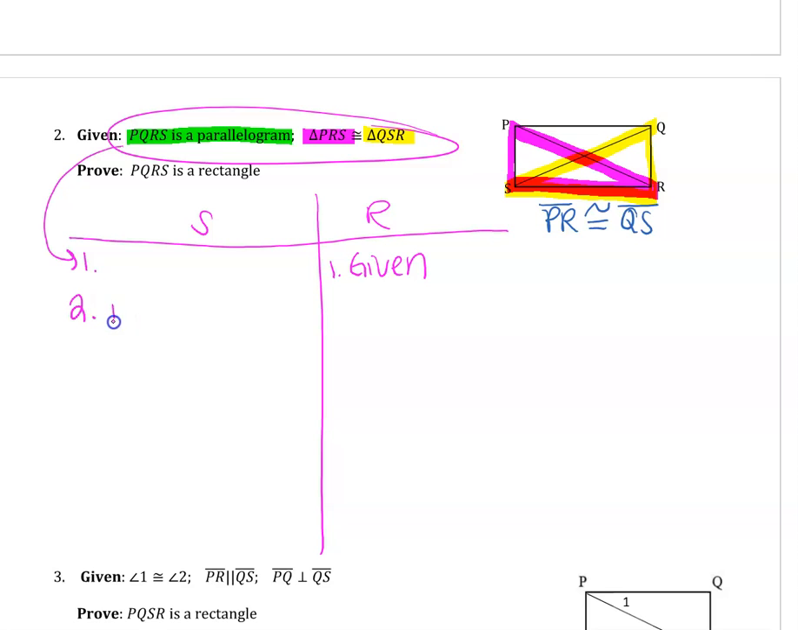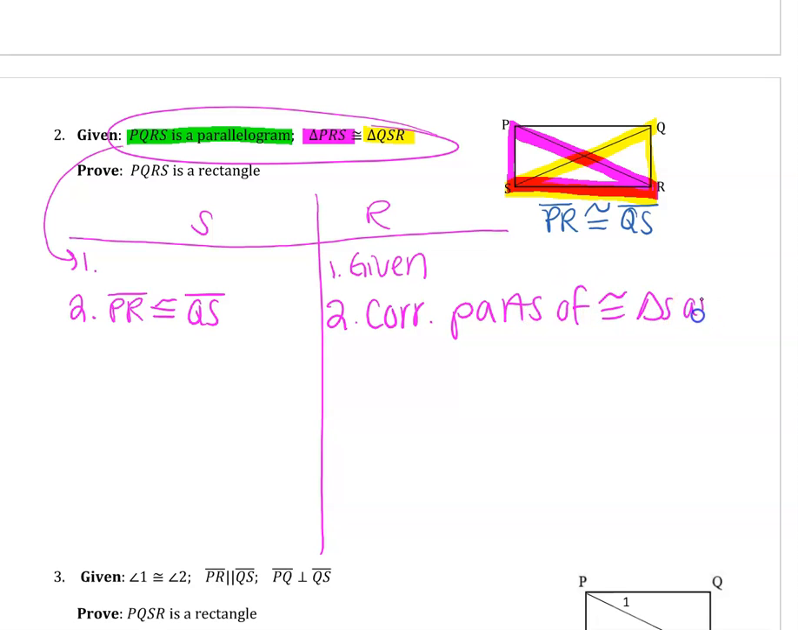All right, so I'm going to write down that PR is congruent to QS because corresponding parts of congruent triangles are congruent.